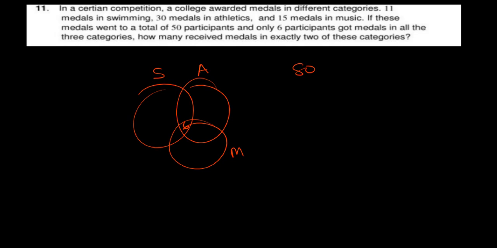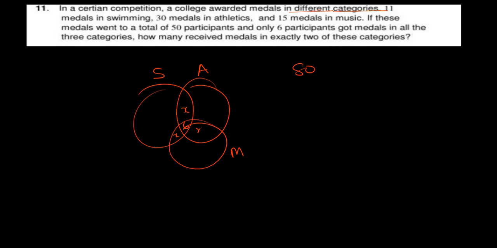In all the categories, how many received medals exactly 2 of these categories, so we'll put those in these. All right, so what we are going to say is a college awarded medals in different categories, 11 medals swimming, so 11 minus. They were supposed to be both for us to find the answer. We won't find the answer because our answer is asking in these areas. Now there is no both. What are you going to do?